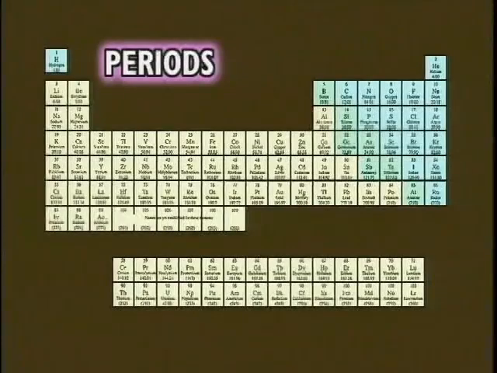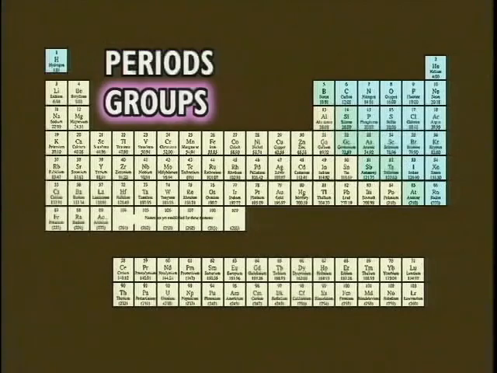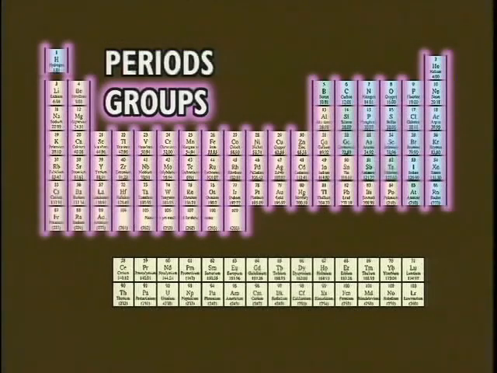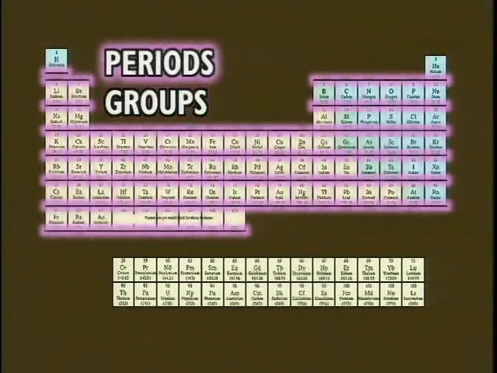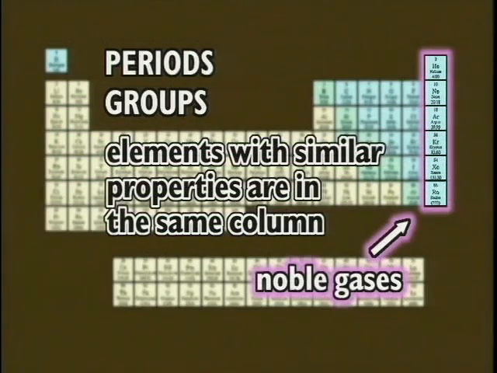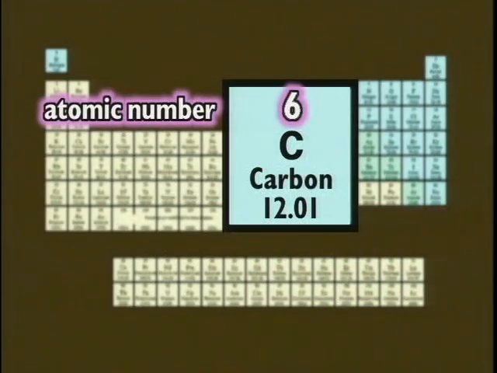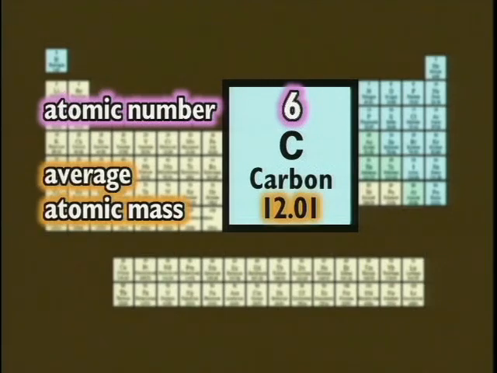The periodic table is arranged in periods and groups. It has 18 main vertical columns called groups and 7 main horizontal rows called periods. This arrangement places elements with similar properties in the same column. The atomic numbers are usually noted above the symbols of the elements. Average atomic masses appear below each symbol.